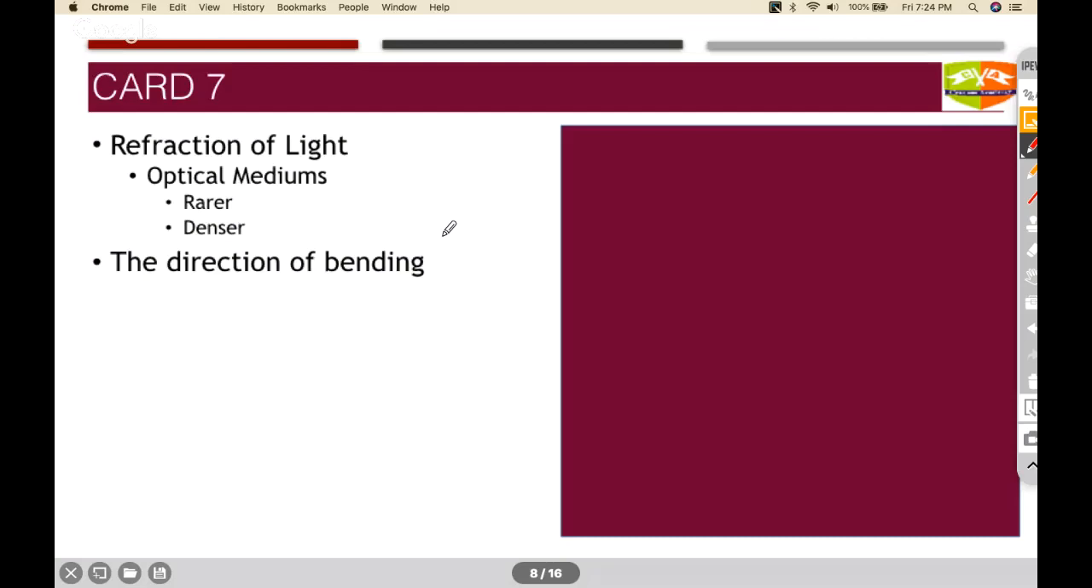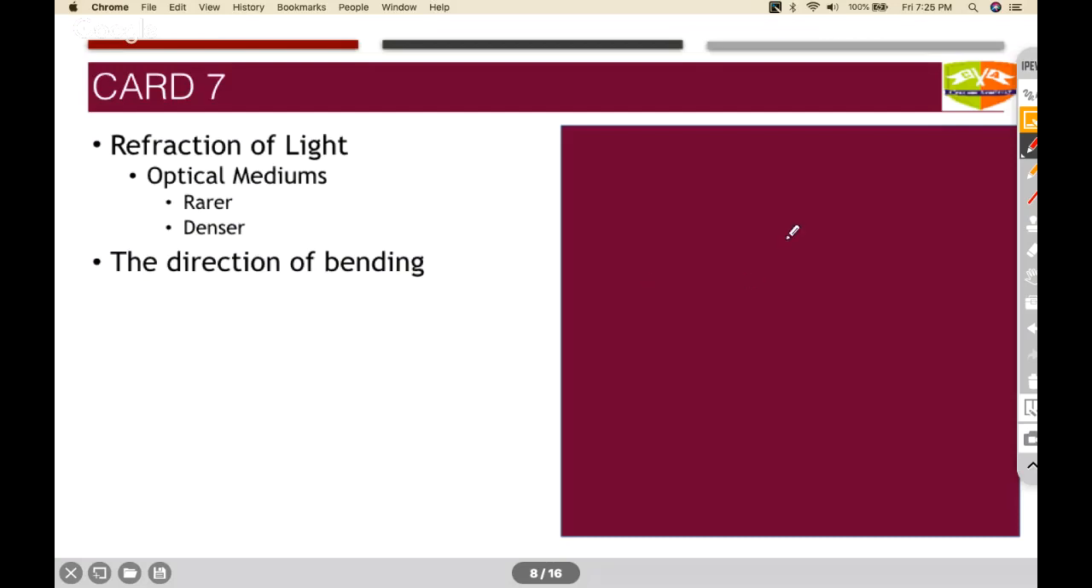So if light starts traveling faster than in other media, it is called an optically rarer medium. The second case is the denser medium. In this particular case, the speed of the light reduces from the previous medium from which it is coming. So if the speed increases, it is a rarer medium. If the speed decreases, it becomes the denser medium.